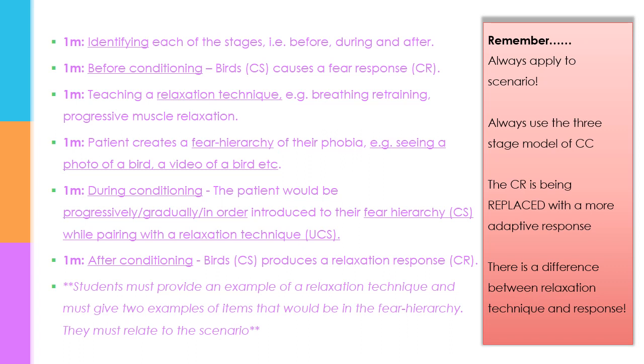Before conditioning, the birds, which is a CS, causes a fear response. And then the person is taught a relaxation technique, so breathing retraining or progressive muscle relaxation, which will elicit a relaxation response, okay? So the technique elicits the response, and the technique is a UCS. The patient creates a fear hierarchy, and so you have to give examples of that fear hierarchy, okay? So give at least 2 or 3 examples.